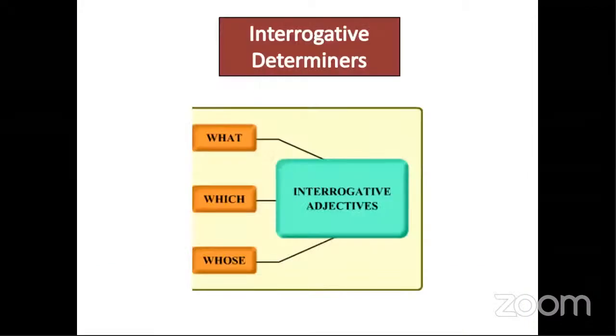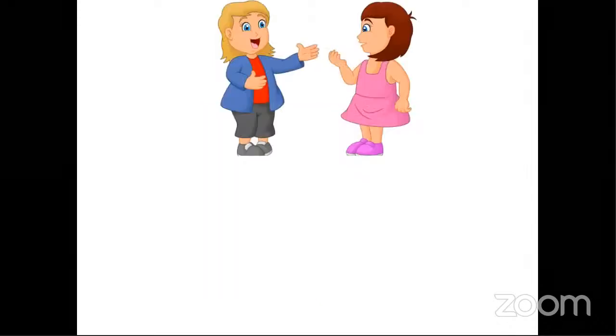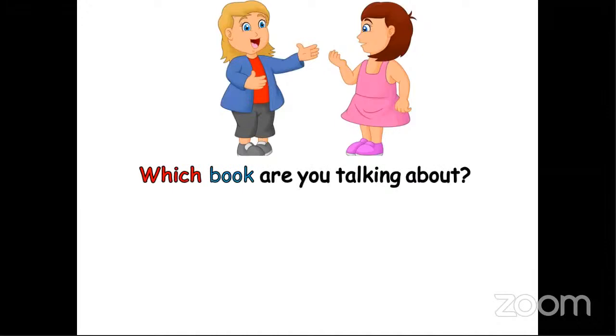Now our next one is interrogative determiners. So we'll be using interrogative adjectives such as what, which, and whose. Let me explain this with the help of one example. I've chosen the word which. Which book are you talking about? When I say which book, which is an interrogative adjective. Now this adjective is identifying or specifying a particular noun. So here which has been used as a determiner.